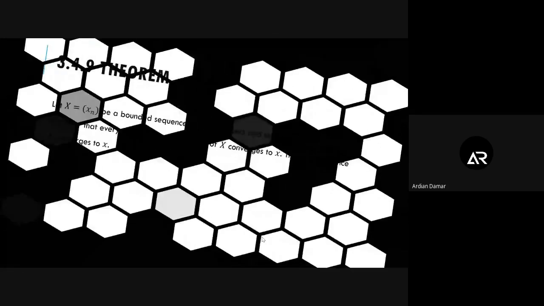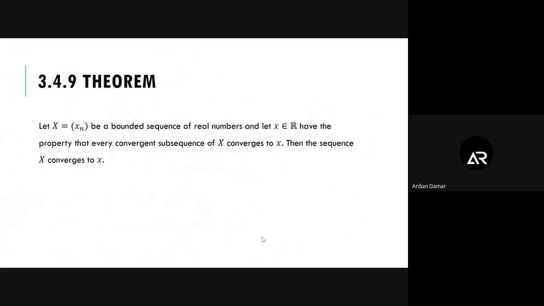The next is 3.4.9 Theorem. Let X = (xn) be a bounded sequence of real numbers, and let x be a real number with the property that every convergent subsequence of X converges to x. Then the sequence X converges to x.